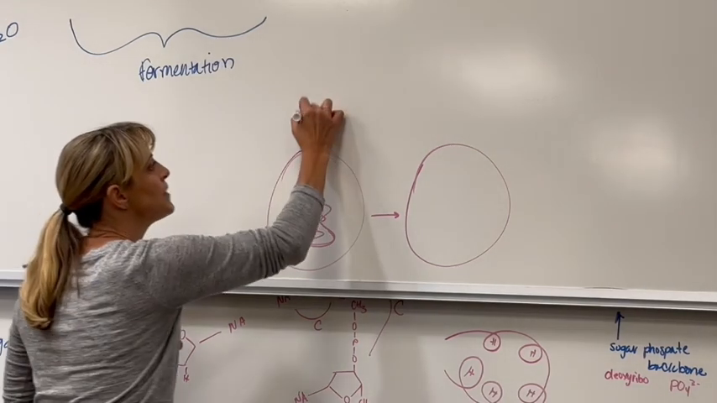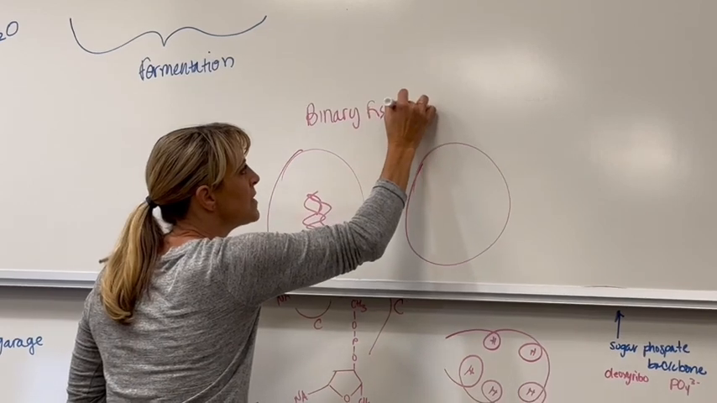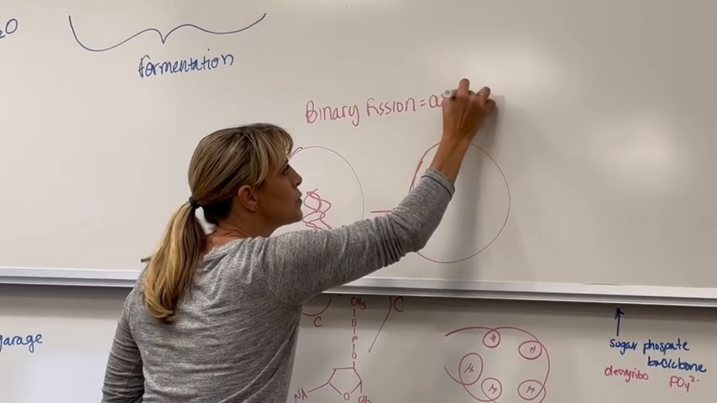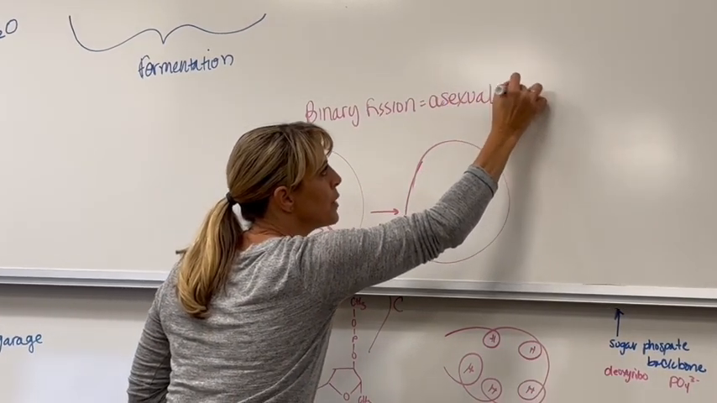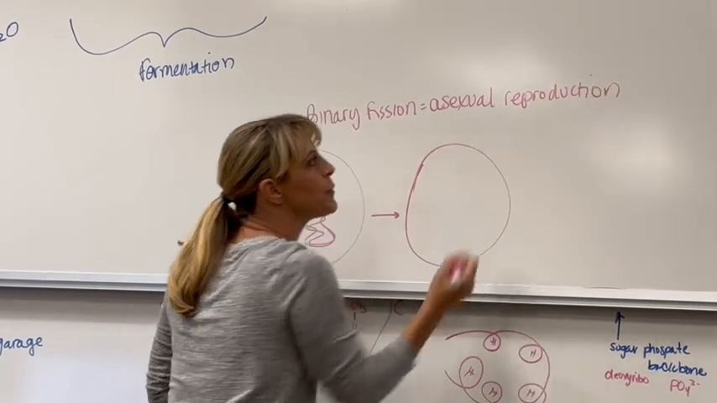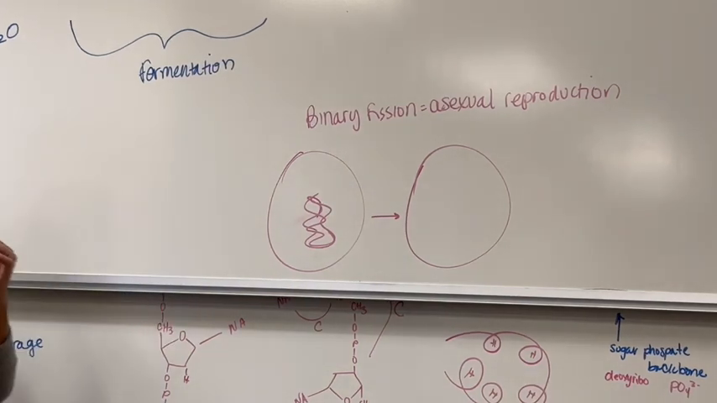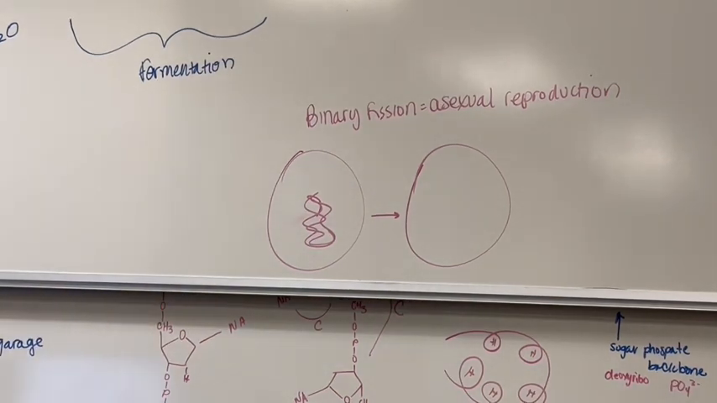So binary fission is another word for asexual reproduction. So asexual reproduction, what is the point of sexual reproduction? The whole point is DNA compatibility, right? Mixing DNA so that there's an offspring.